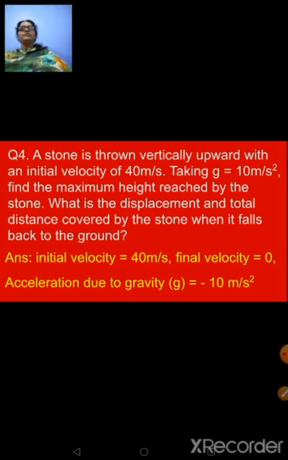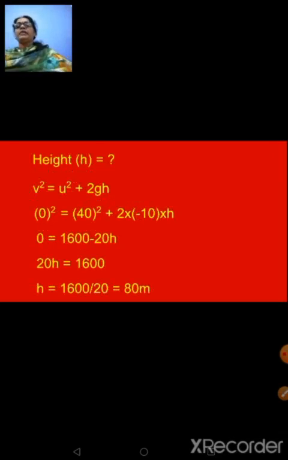And final velocity: it has reached back to the ground because they are asking you to calculate the total distance, so that should be assumed as 0 meter per second. 0 means you need not talk about the unit also. Then acceleration due to gravity, they have told that it should be taken as 10 meter per second square. First you have to calculate the maximum height reached by the stone. So again, because we have the values of V, U, G, you have to find the maximum height, so we have to apply this equation.